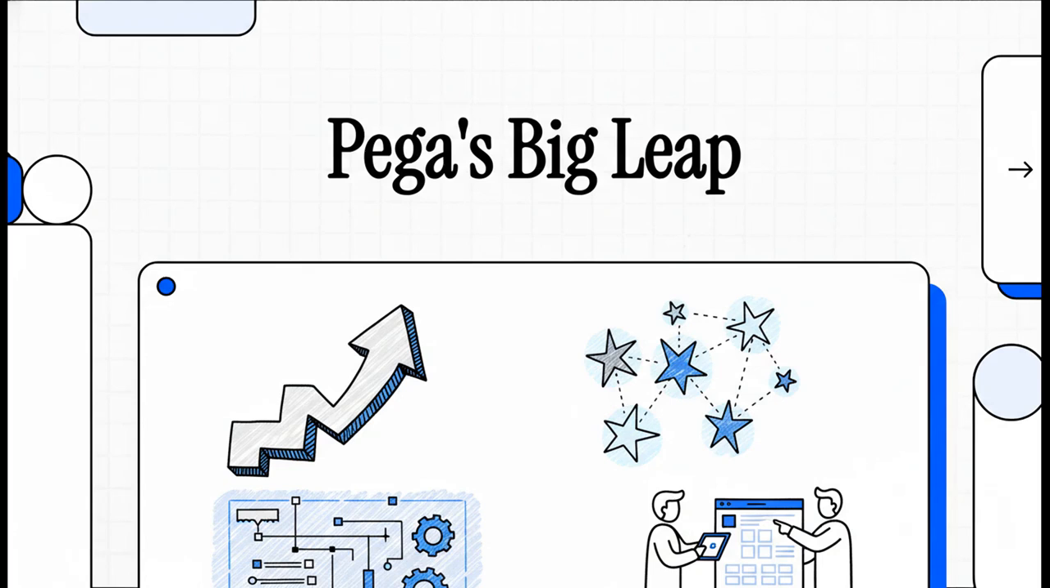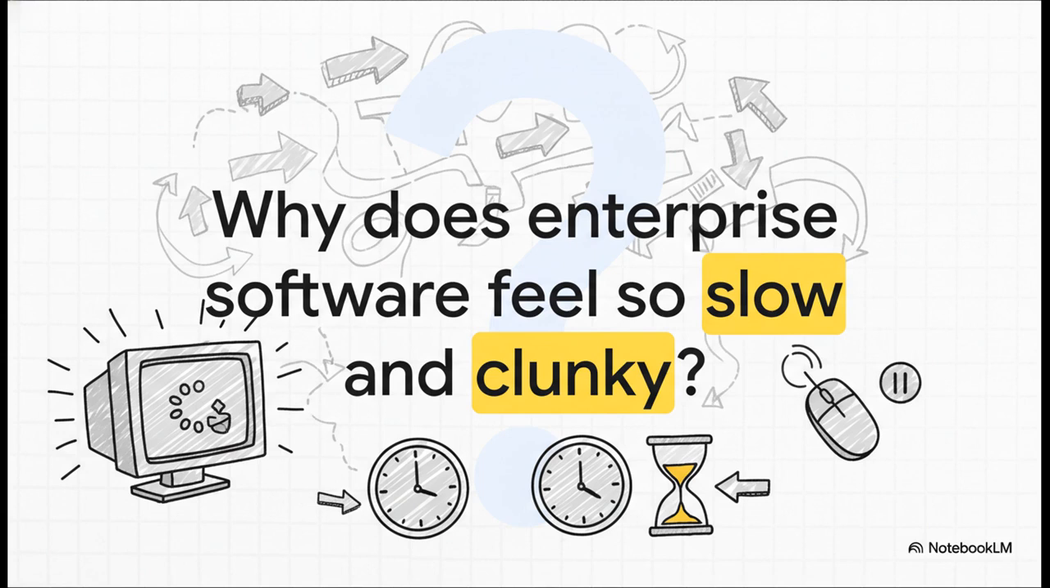All right, let's dive into one of the biggest, most important shifts in the Pega platform in years, the move to Constellation. We're going to break down what it is, why it was so necessary, and honestly, why it's a total game changer for developers and users. But first, let's just start with a feeling we've all had.